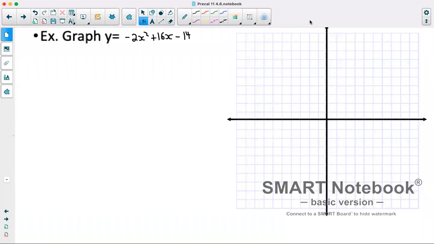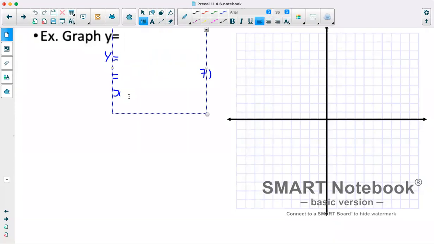Okay, our next example is graphing y equals -2x squared plus 16x minus 14. We have a -2 on our x squared term, so we'll factor that out before doing our product-sum factoring, because everything here is divisible by 2. That gives us x squared minus 8x plus 7. So we'll factor this now. We have -2 times, and we'll find two numbers that multiply to 7 and add to -8. That would be -1 and -7.